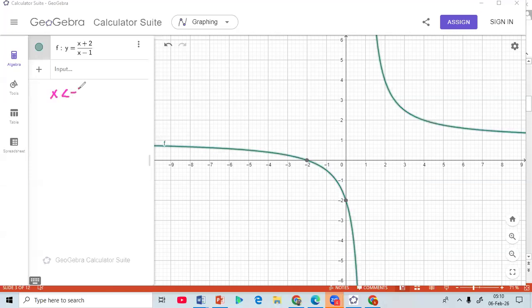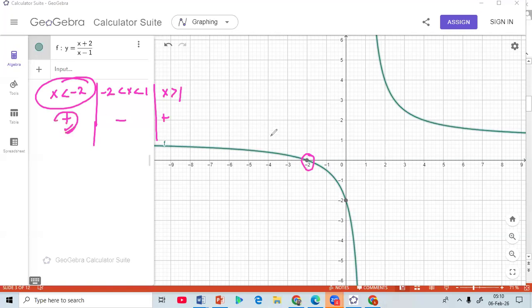When you look at our curves, like I've said, when you remember our table we had x less than negative 2, we had negative 2 less than x less than 1, and we had our value greater than 1. So here we had a positive, negative, and positive. So for any value of x less than negative 2, it is going to be positive. So that means your curve is above the x-axis. That's why this part is above the x-axis. Then between negative 2 and 1, the value is negative. So it's going to be below.